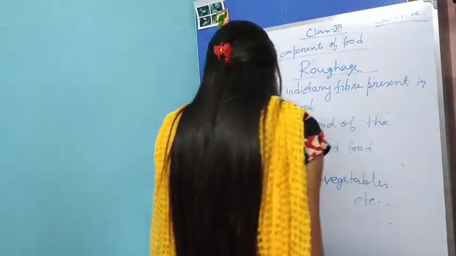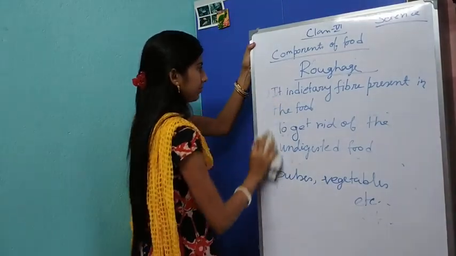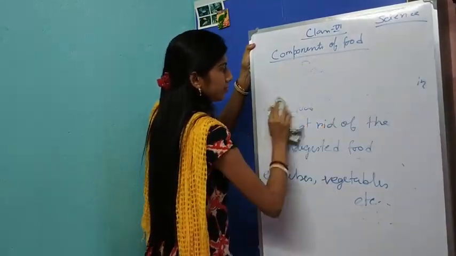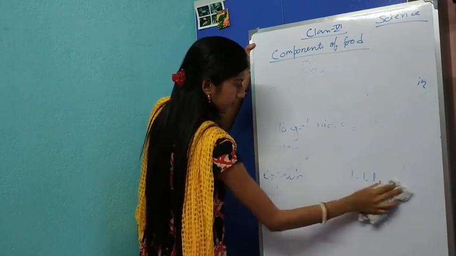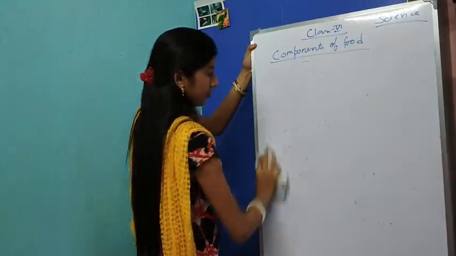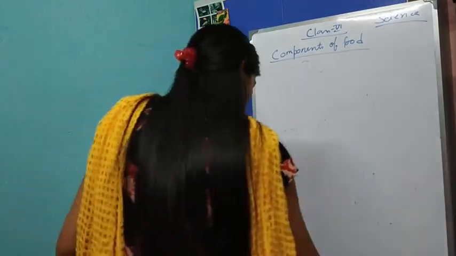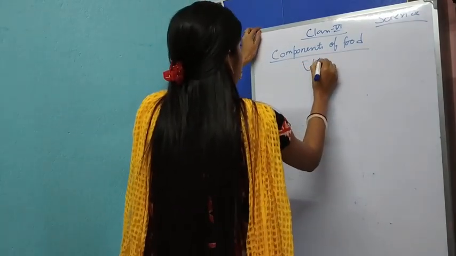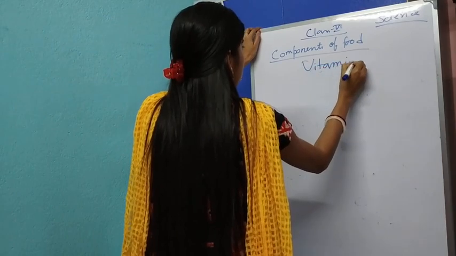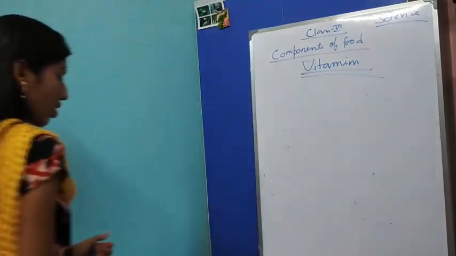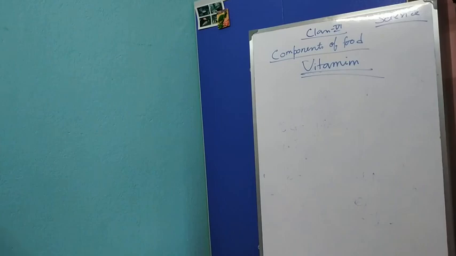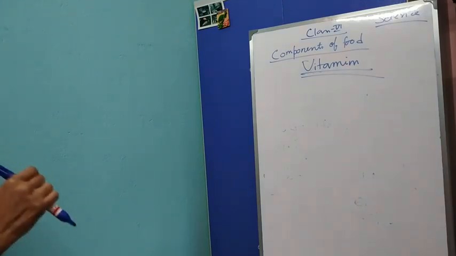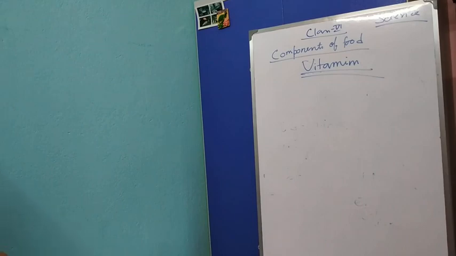The next part is vitamins. So what are vitamins? Vitamins are needed in a small amount but needed for growth and development, and they provide immunity. That is, they help to fight against diseases.